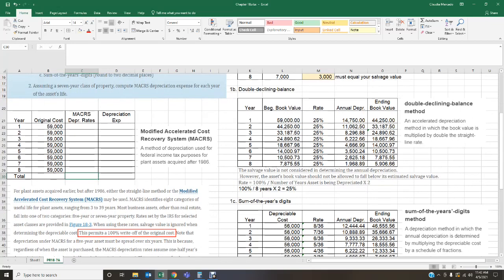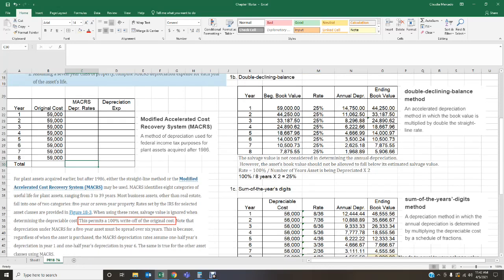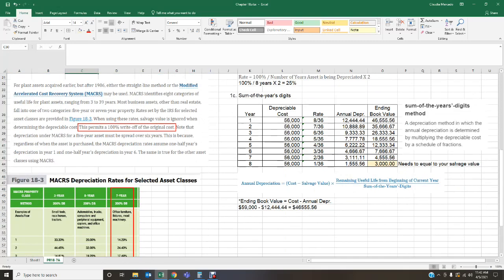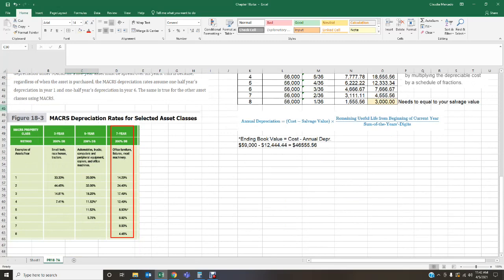Now, MACRS is basically a method of depreciation used for federal income tax purposes on any plant assets acquired after 1986, okay? This particular method allows for a 100% write-off of the original cost, and it provides you with tables with rates that you need to utilize to be able to do your calculations, okay? So on figure 18.3 of your textbook, there is the MACRS depreciation rates for selected assets.